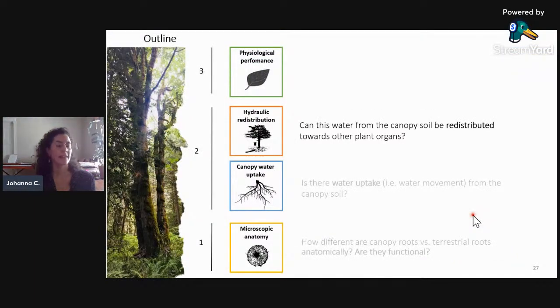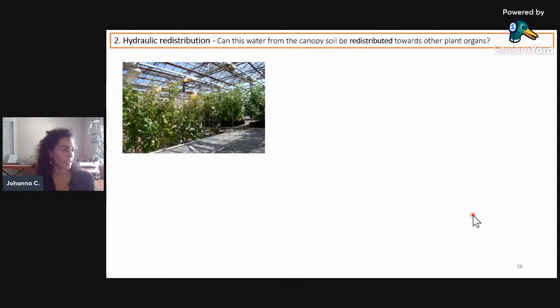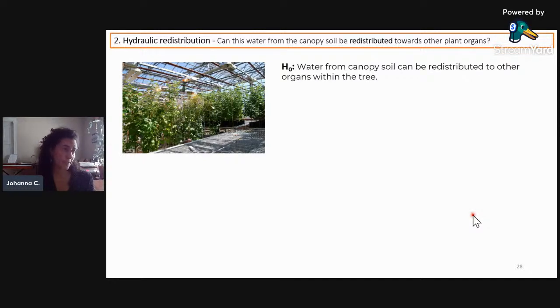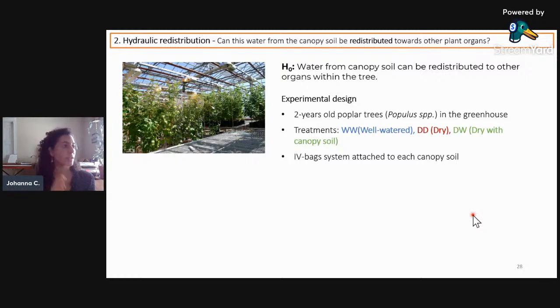So now we have a third question. Can this water move from the canopy soil and be redistributed toward other plant organs? We already had some evidence that water is moving in 2 directions, but we wanted to confirm that it can be redistributed to different parts. So to answer this question, we developed an experiment inside the greenhouse. We set up the hypothesis that water from the canopy soil can be redistributed to other organs within the tree. So we designed this experiment with 2-year-old poplar trees in the greenhouse, and we applied 3 different treatments.